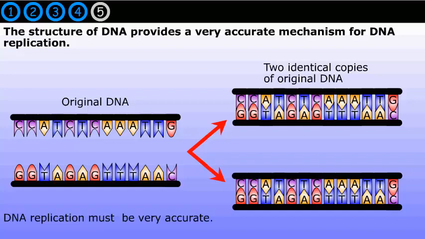Changes in an organism's DNA are not usually beneficial, and once a change occurs in the DNA, it's passed to all daughter cells. The structure of DNA provides a very accurate mechanism for DNA replication. Because adenine always pairs with thymine and guanine always pairs with cytosine, a single strand of DNA can serve as the template for the other DNA strand. One double-stranded DNA molecule can be used to produce two identical molecules of double-stranded DNA by copying each individual strand independently.